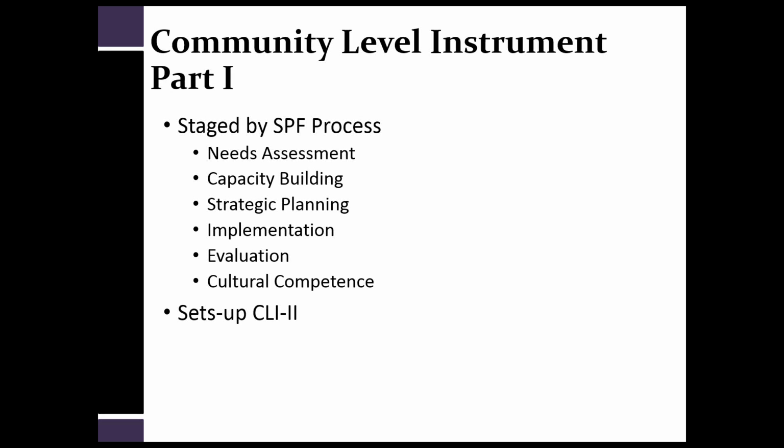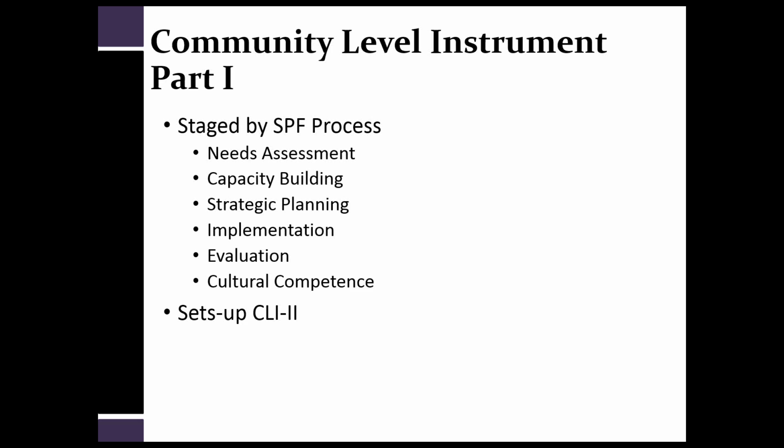The community level instrument is staged by the SPF process. It follows the SPF model according to the needs assessment, capacity building, strategic planning, implementation, evaluation, and then cultural competence. It asks questions around each of those, and the amount of questions that it asks depends on what stage we're in. Since we've completed the needs assessment and are working on capacity building and finishing up the strategic planning, those are the main questions that you're going to be asked about as we go through the community level instrument.